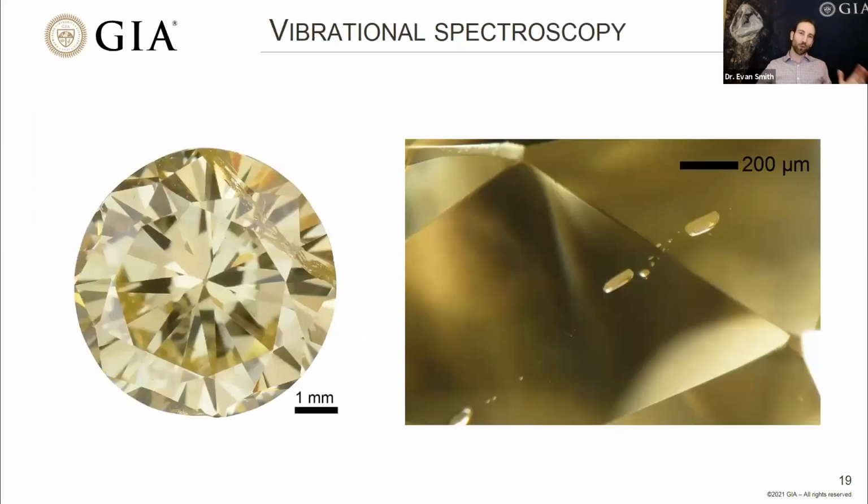Okay, let's talk about vibrational spectroscopy. So here's another diamond. This is a fancy yellow diamond, and it's got some inclusions in it. It's got a few of them that look colorless. They could be pale yellow. It's hard to tell here, but we're going to use Raman spectroscopy to try to identify them.